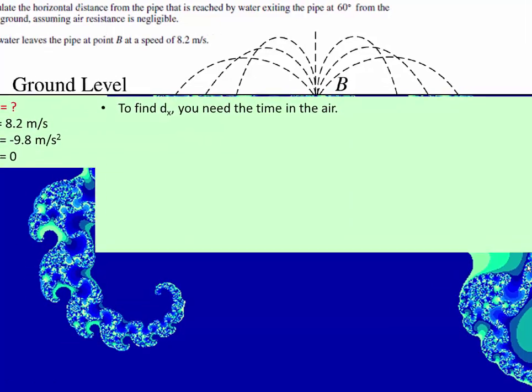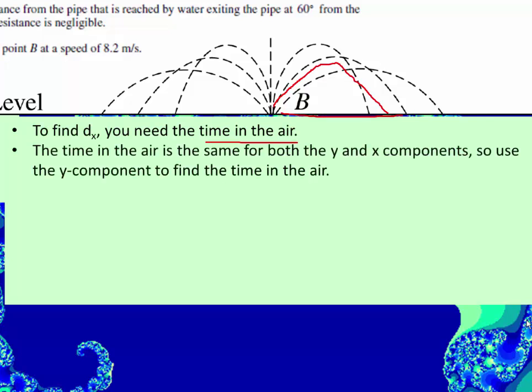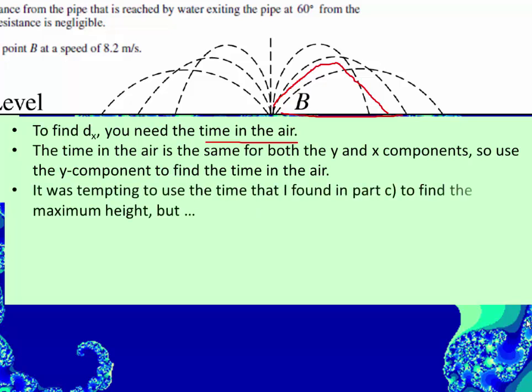To find the x distance that this water travels from here to here, I need to find the time in the air. The time in the air is the same for both the x and the y components. So we're going to use the y component to find the time that the water is in the air. Now, it was really tempting to use the time I'd found in Part C to find maximum height, but there's a difficulty with that.